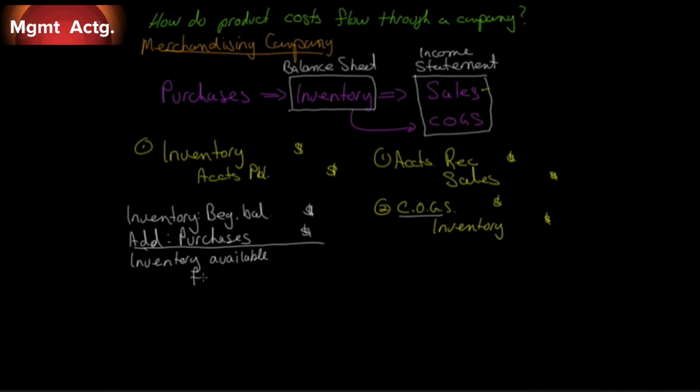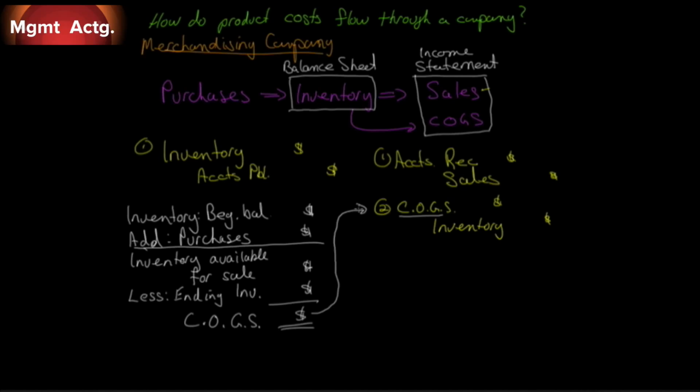Well, we want to figure out how much we sold. So from available for sale, how much did we sell? Well, we sold everything except what we have left. So we'll take off our ending inventory: of everything that we had available, subtract what we have left, our ending inventory. That should then leave us with our cost of goods sold. Now, in a merchandising company, they don't quite figure it out this way, but in a manufacturing company, we're going to see that this becomes a very important process. So pay attention there.